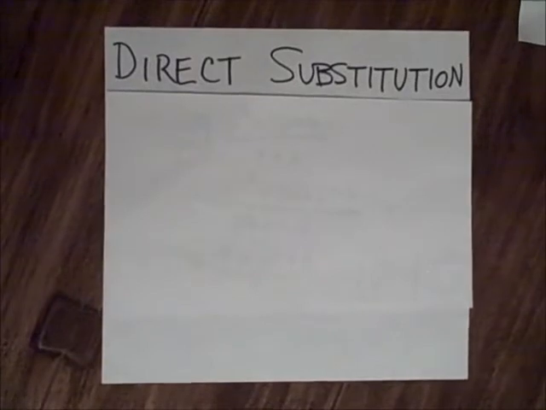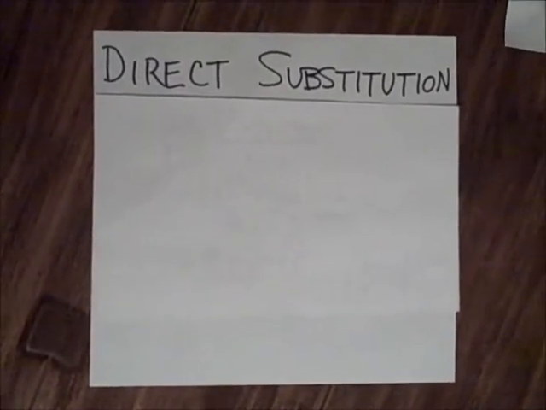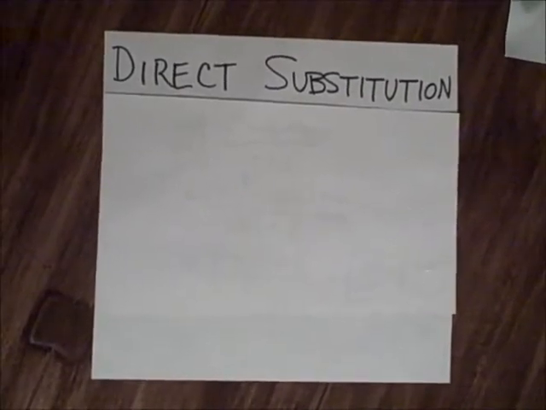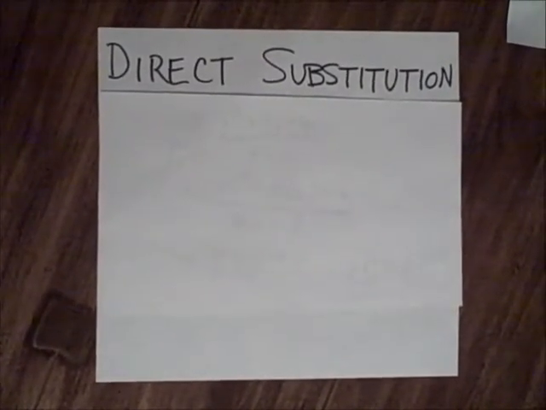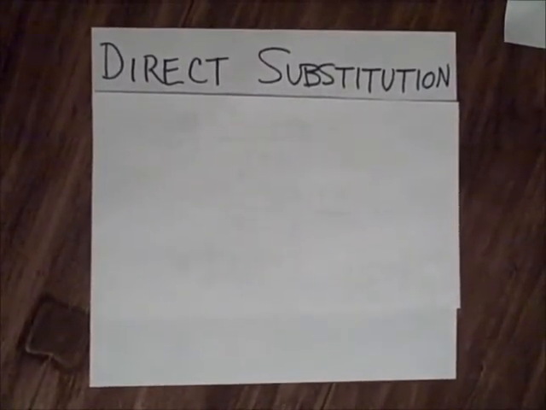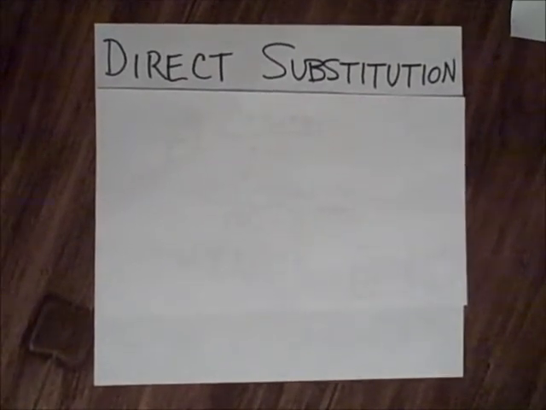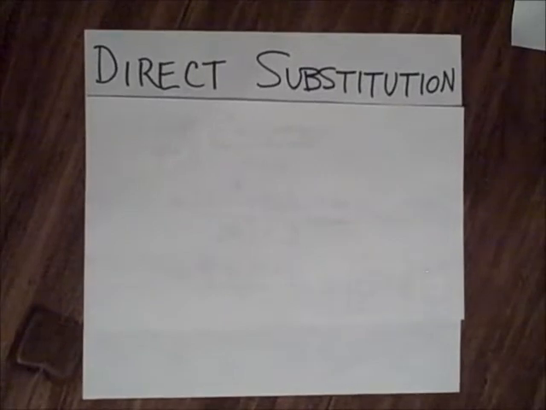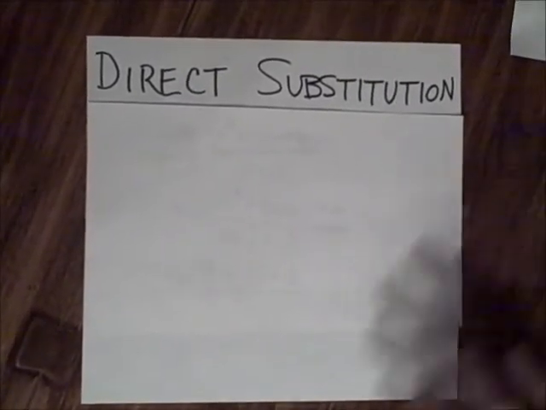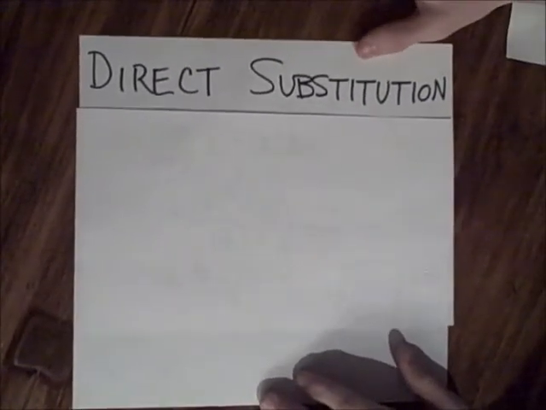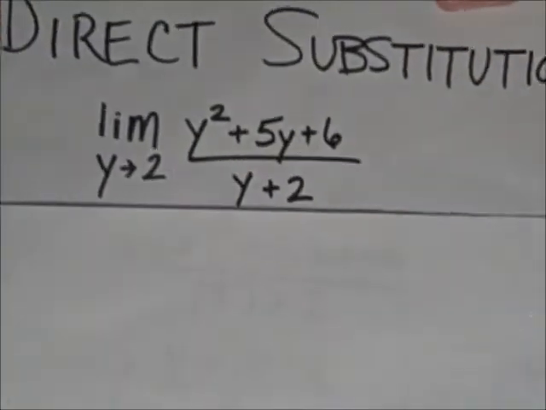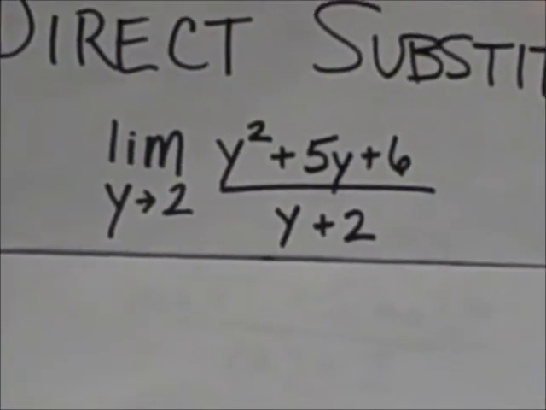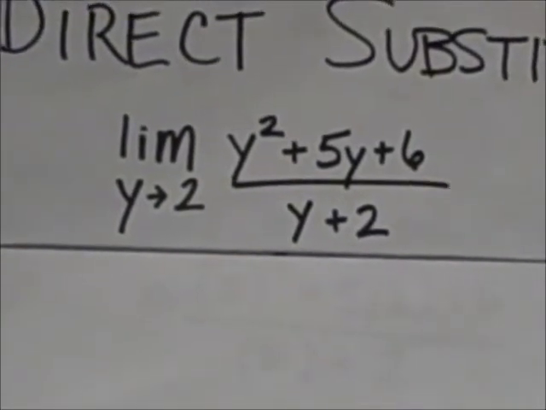Hello, children. Welcome to the mind of a calculus student. The techniques to evaluate limits are vital to calculus because without them, it would be impossible to evaluate limits where undefined areas occur. So, to evaluate limits, we will start with the most basic technique, which is direct substitution. In direct substitution, we have here the example for the limit as y approaches 2 of y squared plus 5y plus 6 over y plus 2.